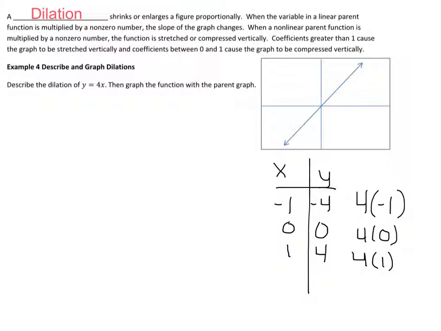I'm going to go ahead and draw some units on our graph. And what we notice about the parent function is that there's always going to be points at 1, 1, 0, 0, -1, 1. So if we go to graph our new function, we have -1 down to -4, which is going to be about right here. We have 0, 0, and we have 1, 4. When we graph our line, we can see that the slope has gotten steeper, and that's what we can write for being able to describe the dilation.